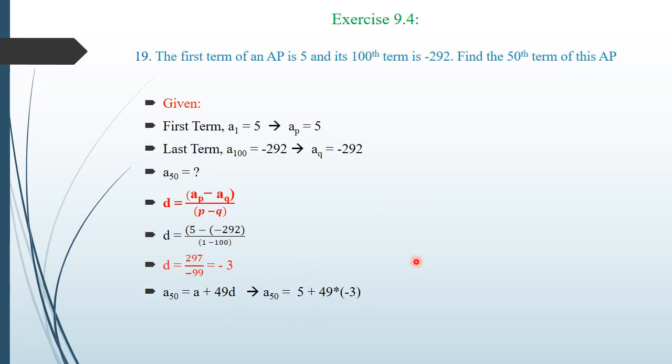Now the 50th term, we know that I can represent this as a plus 49d. Therefore 50th term a50 is equal to 5 plus 49 into d. Therefore the 50th term is nothing but minus 142 here.